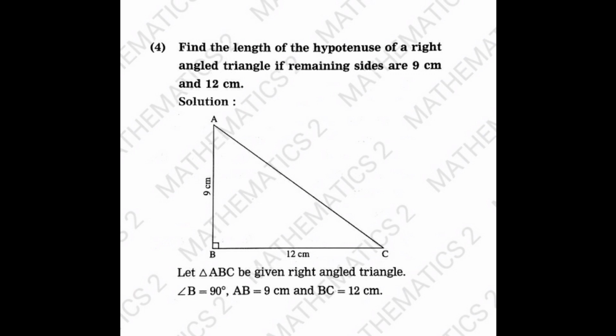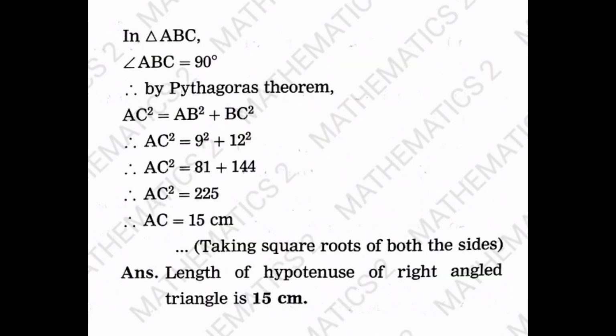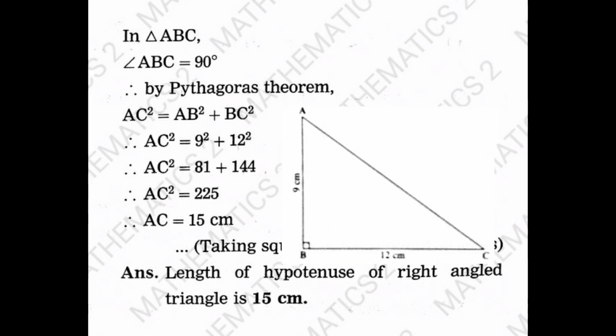So to find the third unknown side, I will use Pythagoras theorem. What is Pythagoras theorem? In a right angle triangle, the square of the hypotenuse is equal to the sum of squares of the remaining two sides. So in triangle ABC, angle B is 90 degrees. By Pythagoras theorem, hypotenuse AC square is equal to AB square plus BC square. Substitute the values. AC square is equal to 9 square plus 12 square.